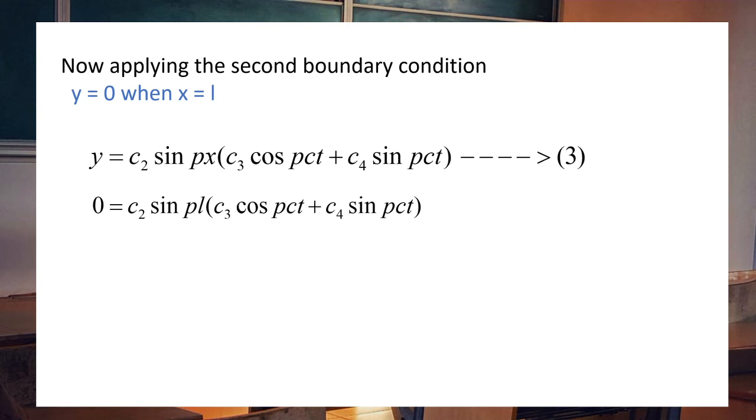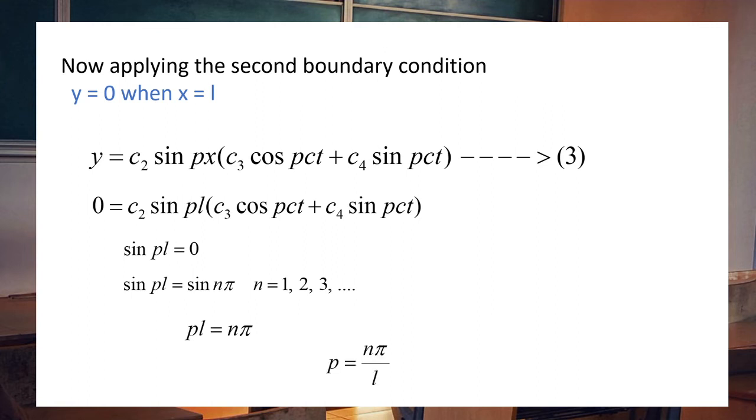We are not looking for an obvious 0 solution. We are looking for a non-zero solution. So c2 is not equal to 0, and the only possibility is sin pL equal to 0. That means sin pL equal to sin n pi for some n equal to 1, 2, 3. That is pL equal to n pi, and p equal to n pi by L for n equal to 1, 2, 3, etc.